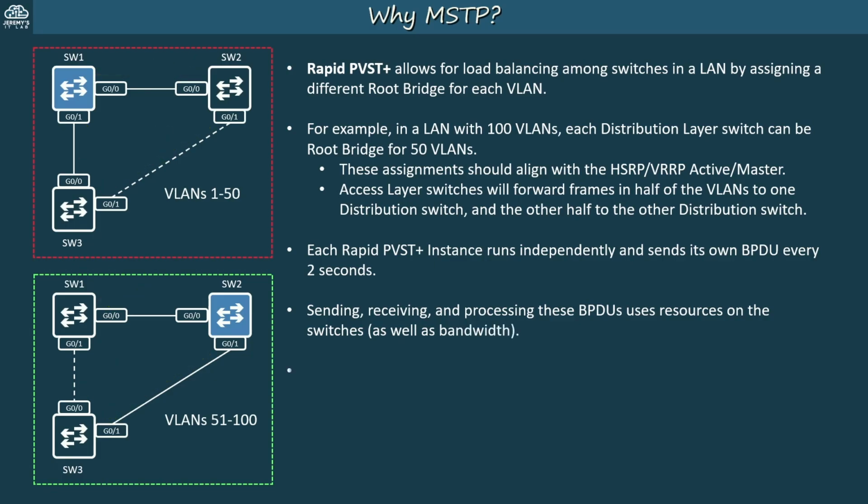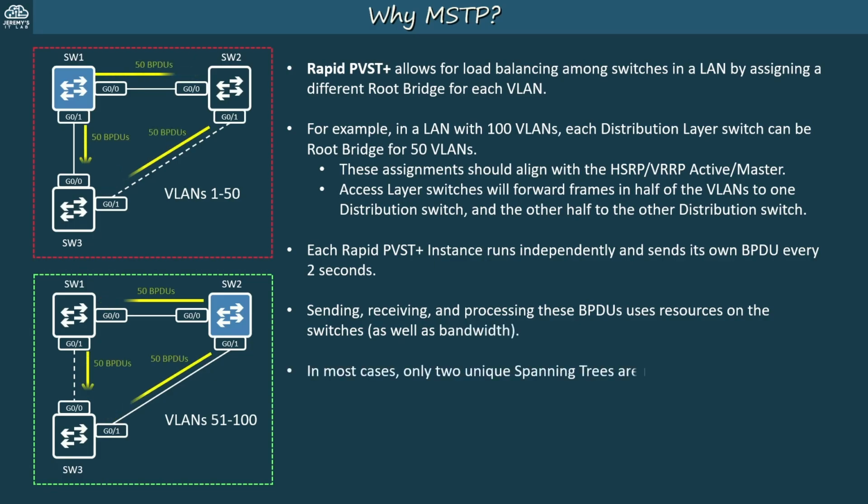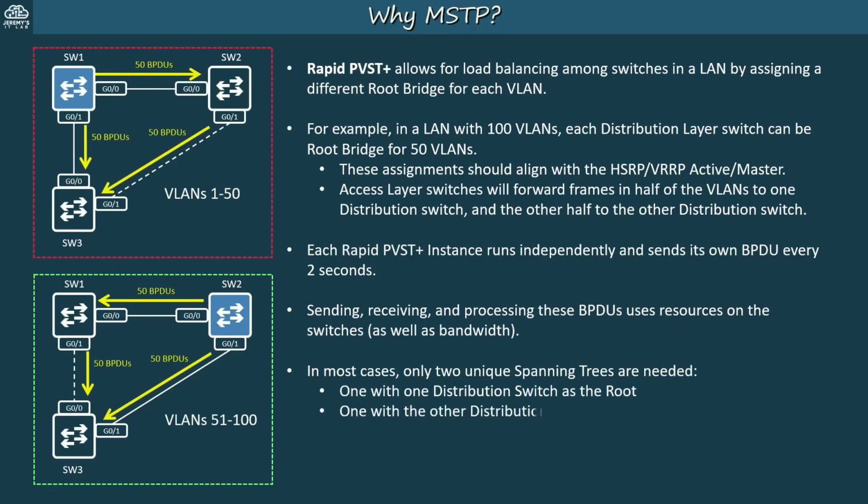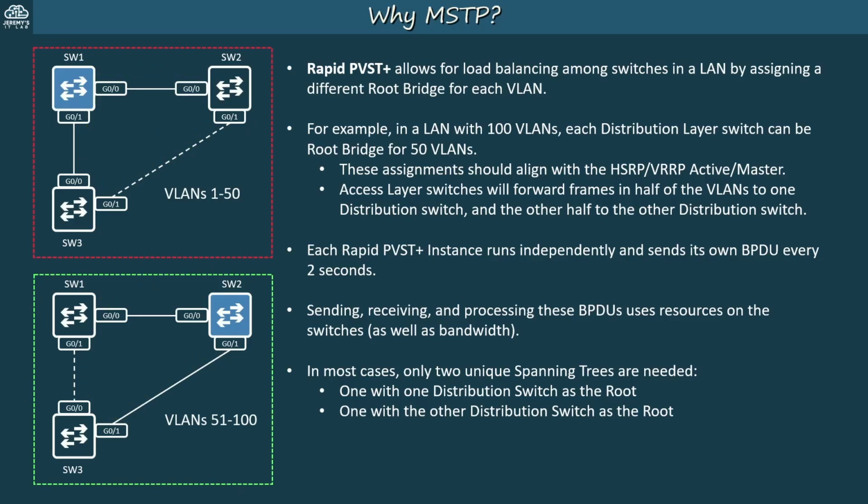The thing is, in most cases, only 2 unique spanning trees are needed. One with one distribution switch as the root, and one with the other as the root. That's the case in this example LAN here. 50 of the VLANs use switch 1 as the root, and the other 50 use switch 2 as the root. There's no need to have 100 different rapid-pvst+ instances running, and taking up resources for only 2 different spanning trees.